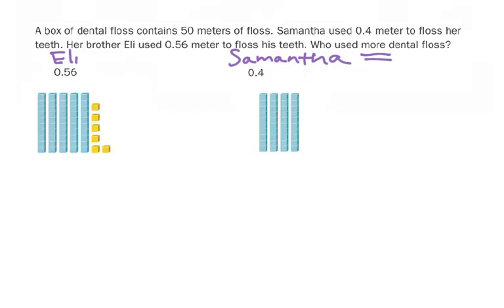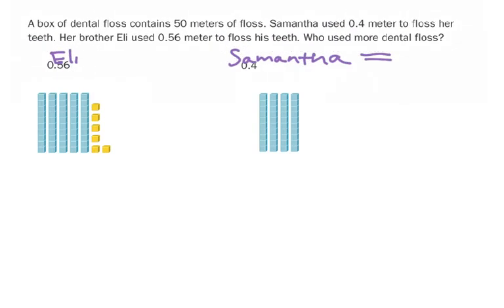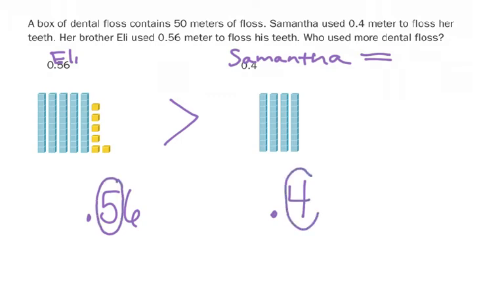If I use my base 10 blocks on brainycamp.com, I can see that Eli's is greater than his sister's use of the dental floss. So an easy way to do this is to look at each of the place values. If we look at the tenths and compare those, 5 is already greater than 4. Remember, this would represent longs.